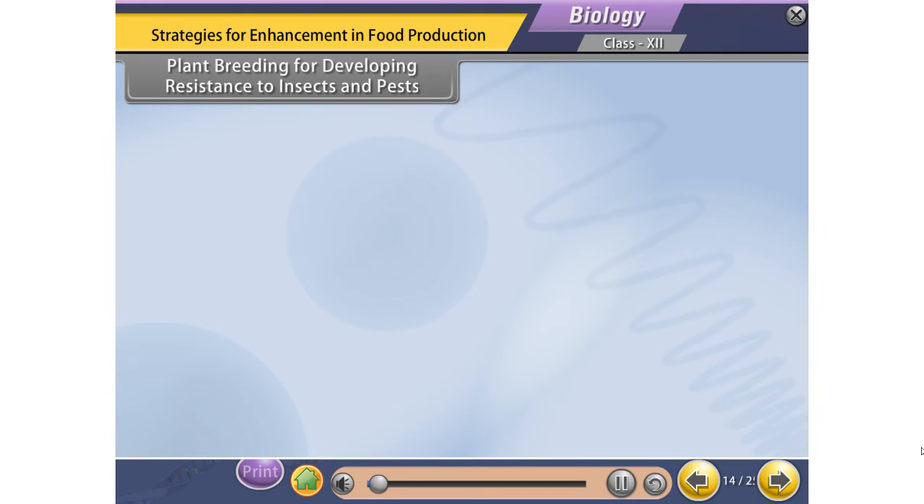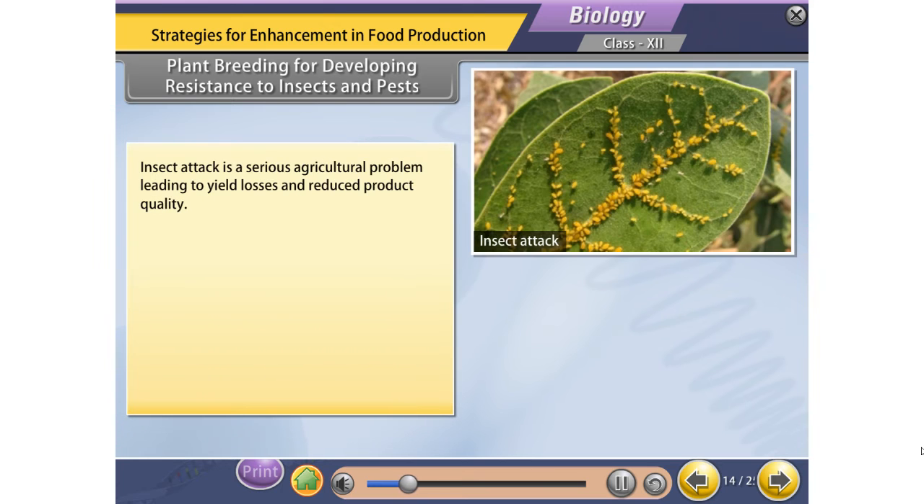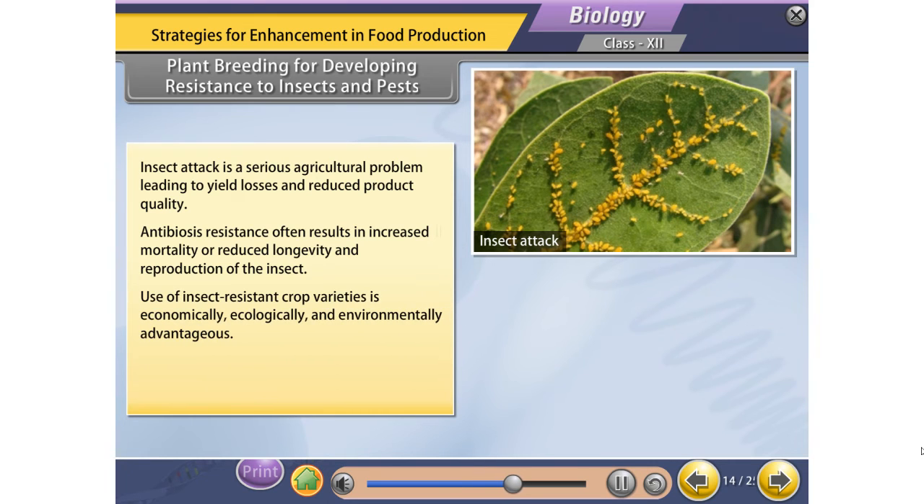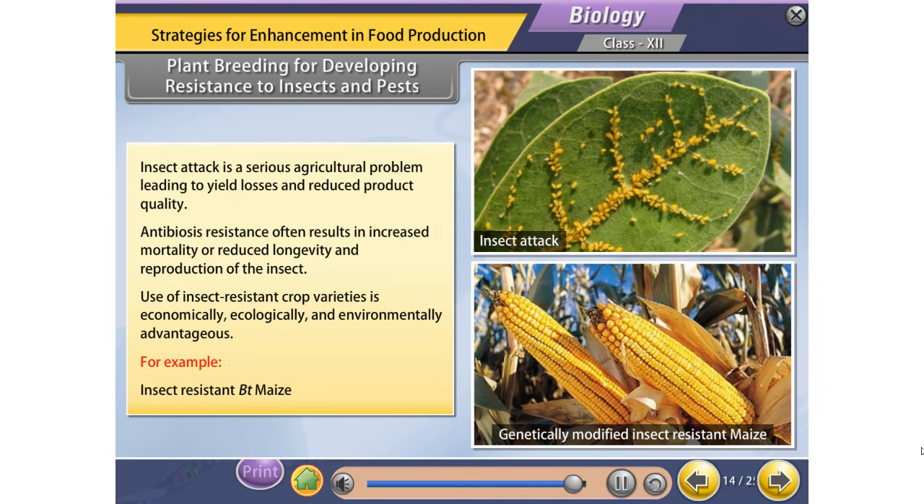Plant breeding for developing resistance to insects and pests. Insect attack is a serious agricultural problem leading to yield losses and reduced product quality. Antibiosis resistance often results in increased mortality or reduced longevity and reproduction of the insect. Use of insect-resistant crop varieties is economically, ecologically and environmentally advantageous. For example, insect-resistant BT maize.